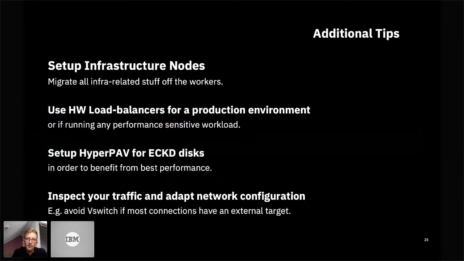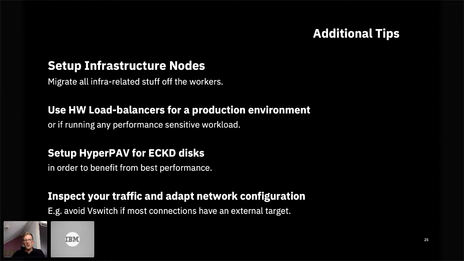And out of some experiences we had with OpenShift, we found out that there is a series of additional tips we could, for example, give. If you want to run a performance-sensitive workload, if you care about performance, and most of the enterprises do, because you run things on your IBM Z because you can get really good performance, there are also some additional things you should take a look at. The first one is it's a very good idea to set up infrastructure nodes.